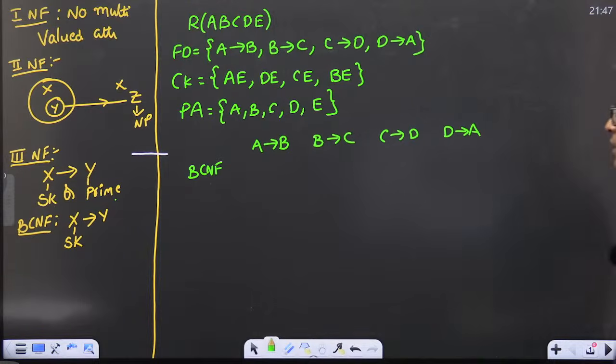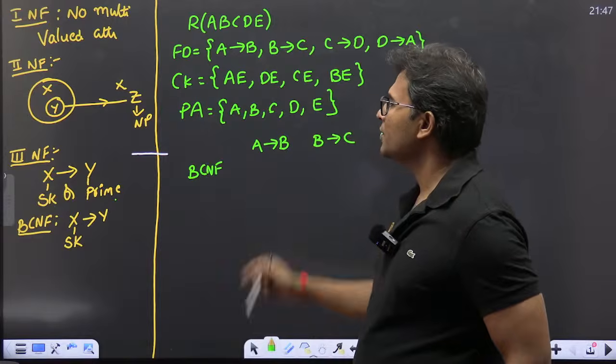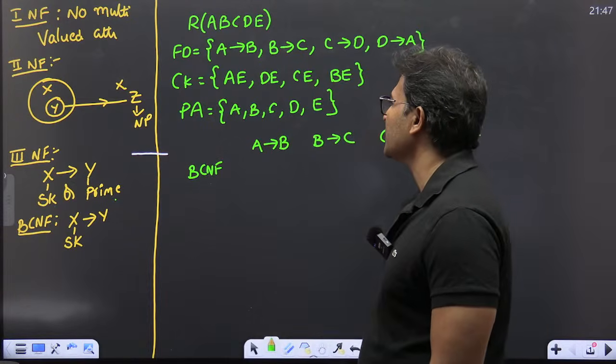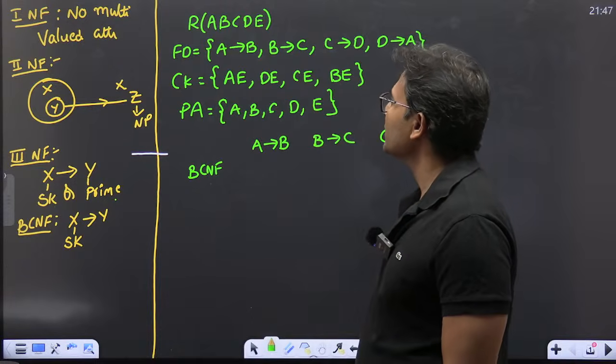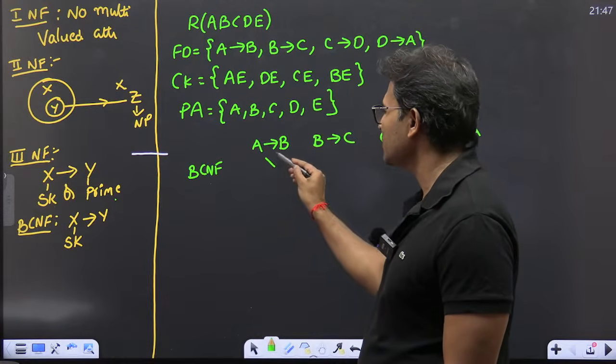Okay, now let's see whether it is BCNF or not. Left hand side should be a super key. In BCNF, left hand side should be a super key. Now A is not a super key. So here itself we failed.